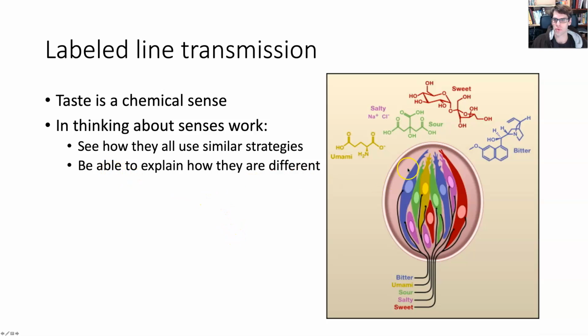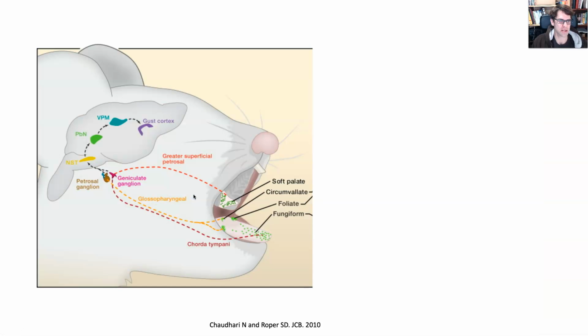For taste, we use what's called labeled line, where within the taste bud we have different receptors for all five of these, and the cells put out axons that go directly to specific parts of the brain. The brain will know, this axon has been labeled bitter, this axon umami, and so forth. If this axon is firing, you're detecting bitter, and if this one's firing, it's sour. It's a fairly straightforward way to get these sensations to the brain.